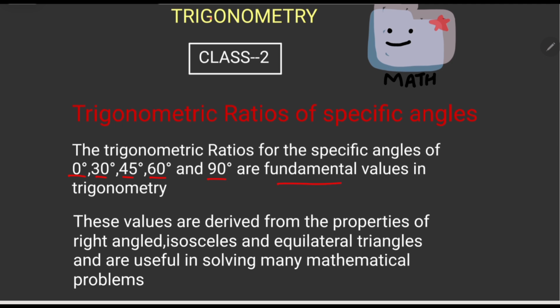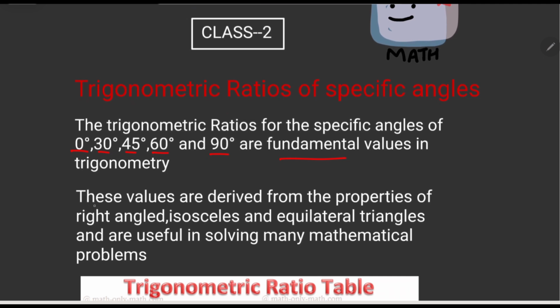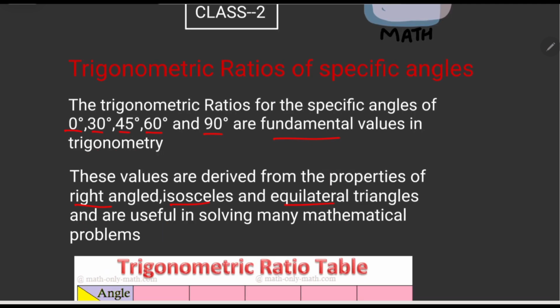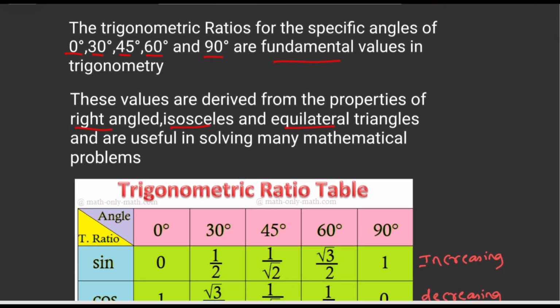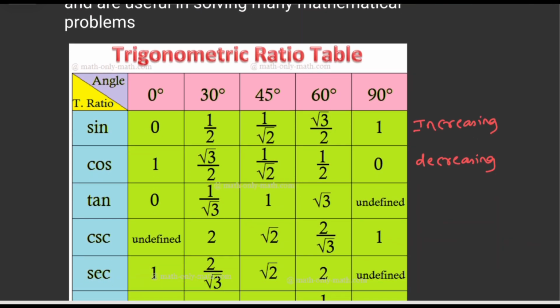Now these values are derived from the properties of right angle triangle and isosceles triangle and equilateral triangle. And these are very much useful in mathematical problem solving. Now the table is the trigonometric ratio table.